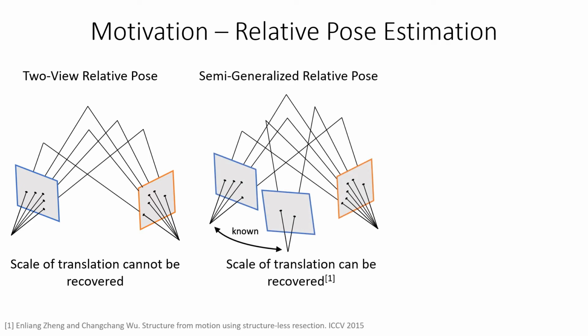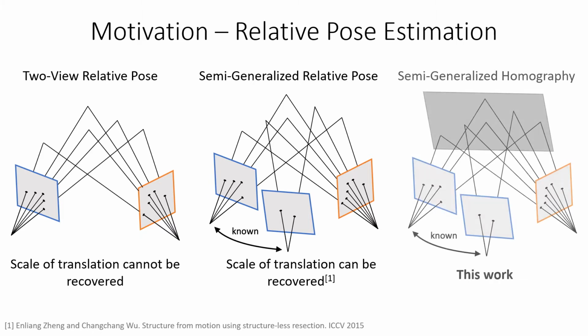However, if the relative pose of a pinhole camera is computed with respect to two or more images with known relative poses, then the scale becomes observable. It leads to the semi-generalized relative pose problem of estimating the pose of a pinhole with respect to a generalized camera consisting of multiple pinhole cameras. In our work, we consider the case that the scene is mostly planar, leading to the semi-generalized homography problem, which leads to a much simpler problem compared to the semi-generalized pose problem.